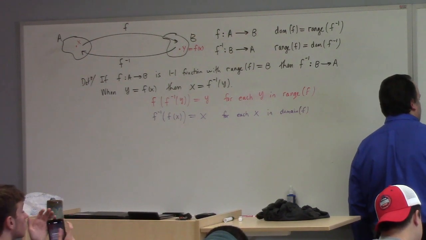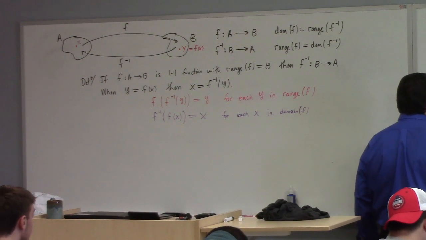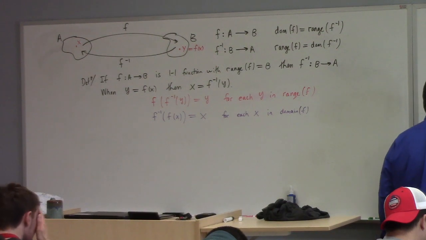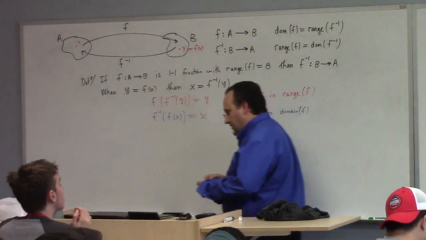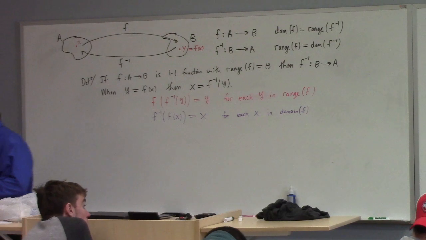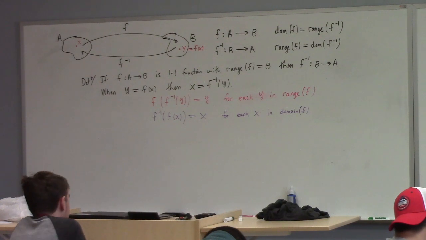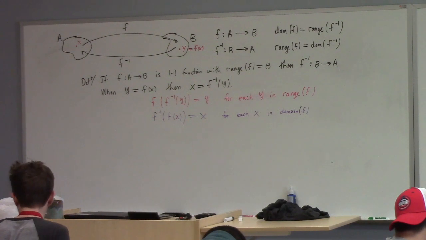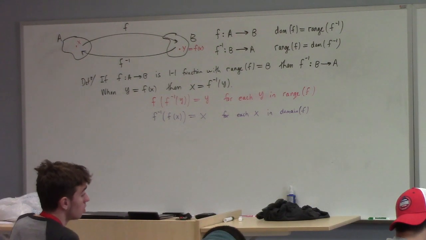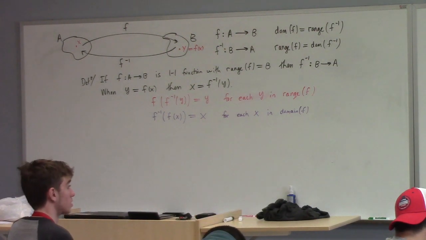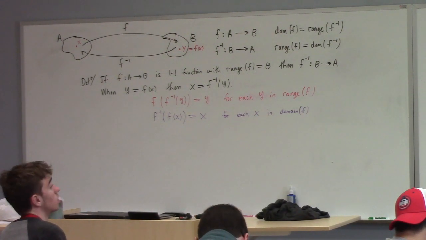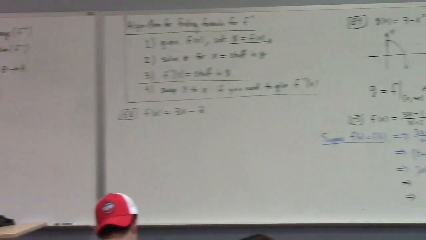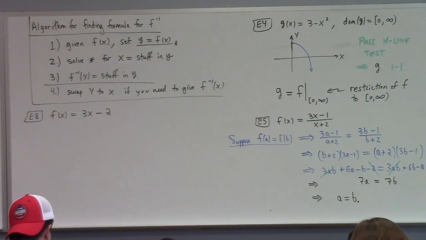So example 8, let's suppose f of x is equal to 3x minus 2. See if you can calculate the inverse formula for that. What's the formula for the inverse function there? So try to follow my algorithm. Write down y equals 3x minus 2. Can you solve that for x? Surely you can solve that for x, right?